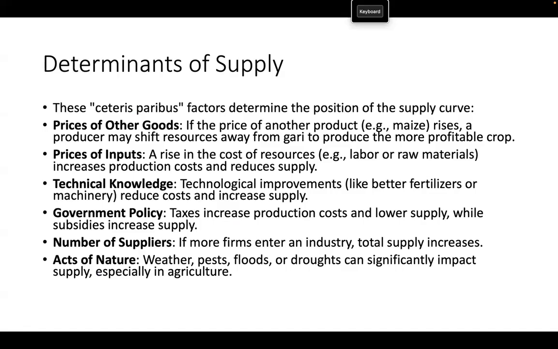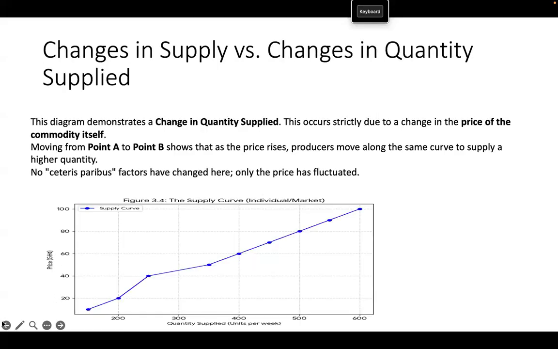The supply also has determinants. When you put price aside, there are other factors that determine the supply curve. The first factor is the price of other goods. If the price of another product, let's say maize, rises, a producer may shift all his resources away from cassava to produce the more profitable crop.